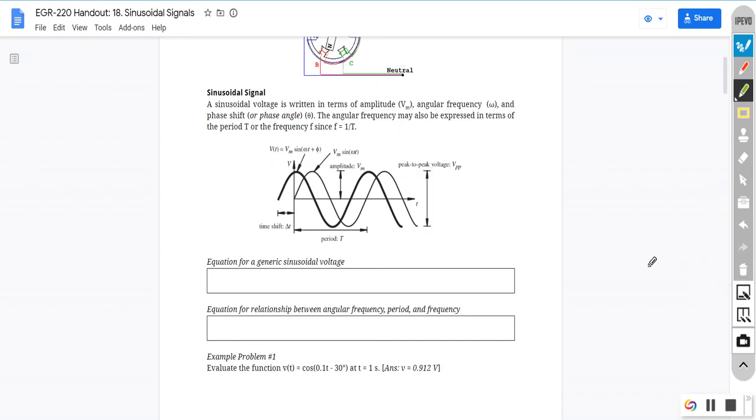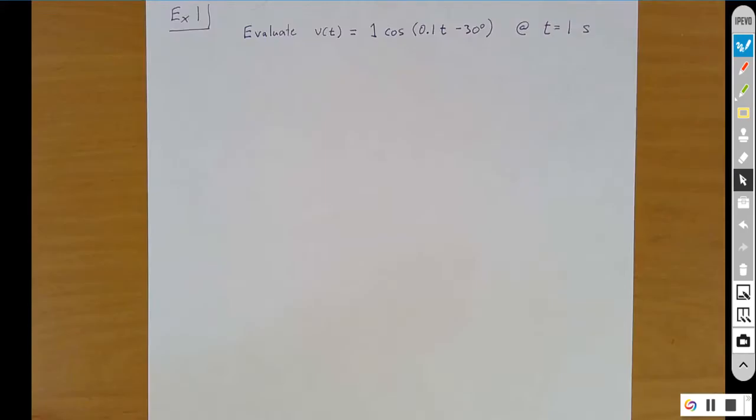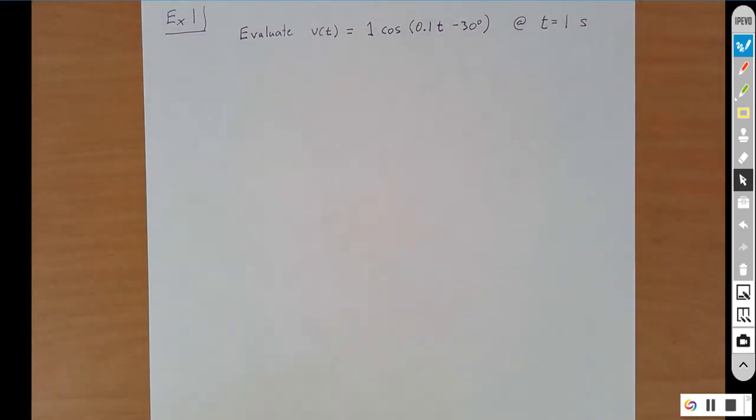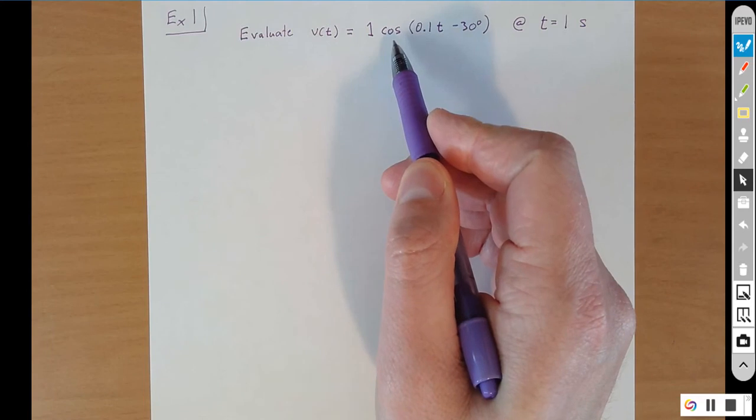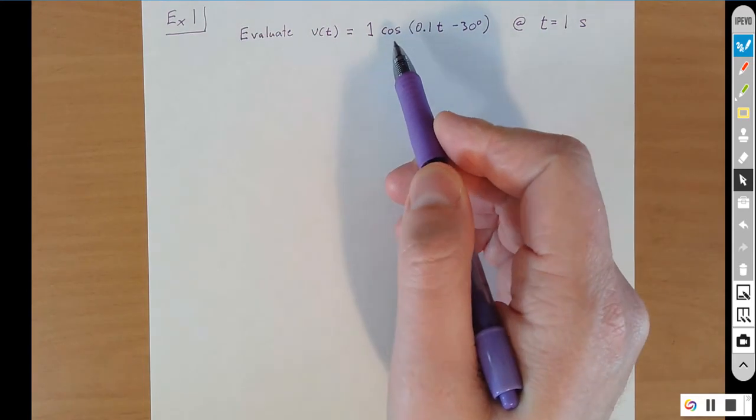Alright. So let's go over to the visualizer and rewrite what we have there. This is example 1. Example 1 asks us to write v of t equals 1 cosine of 0.1 t minus 30 degrees at t equal to 1 second. So we want to know what the voltage is. By the way, this also works for current. It doesn't have to be a cosine, but most of the time the functions you're going to see in the homework are a cosine function.